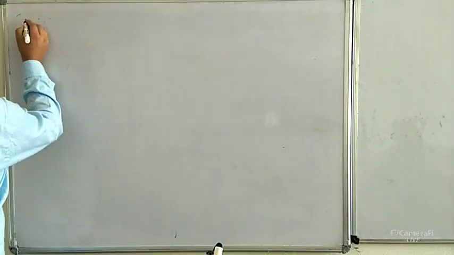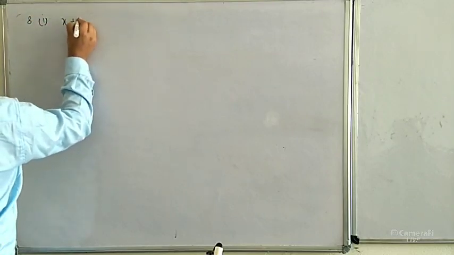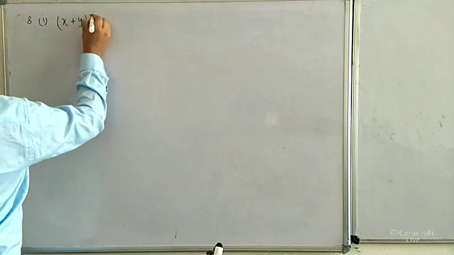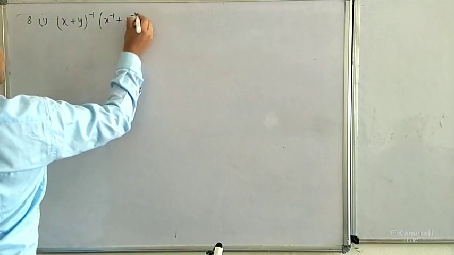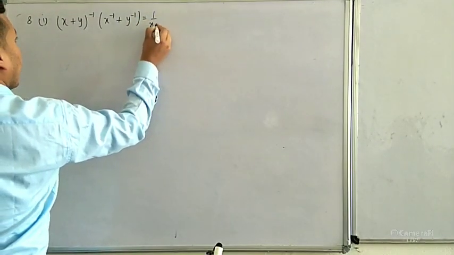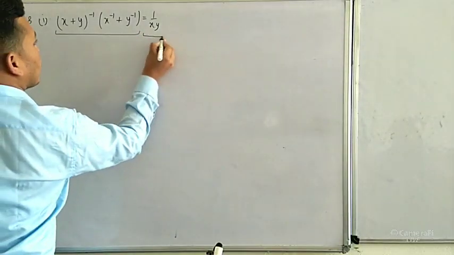Next, question 8, first part. This is a very simple question. (x + y)^-1 (x^-1 + y^-1) is equal to 1 upon xy. The question is to prove that the left hand side is equal to the right hand side.